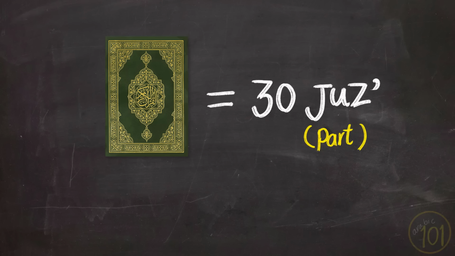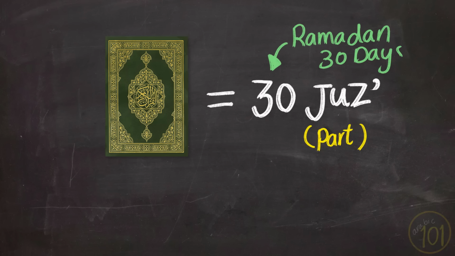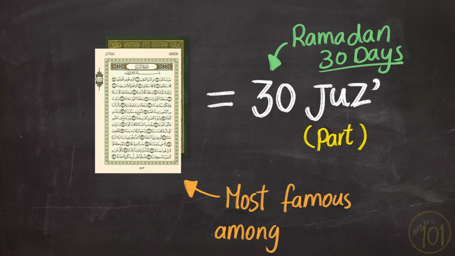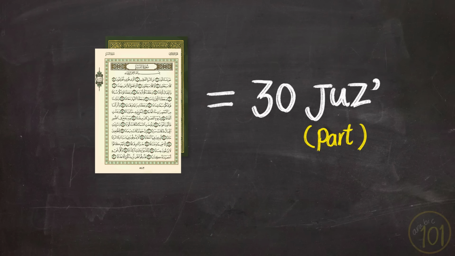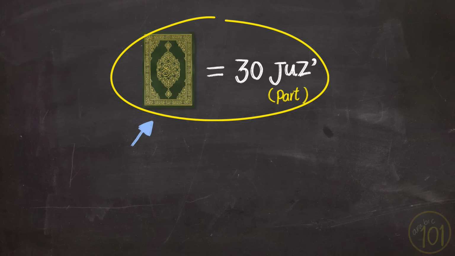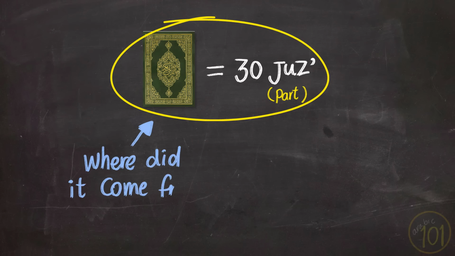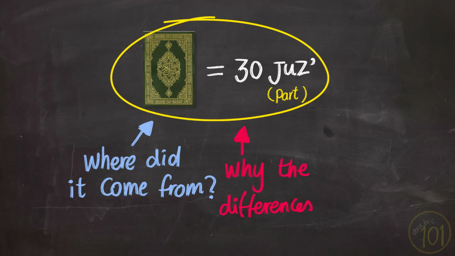Some people even think that it is 30 because Ramadan is also 30 days. And among children, juz amma is the most famous. But have you ever wondered where that division came from? And why sometimes these divisions are different from one mushaf to another?